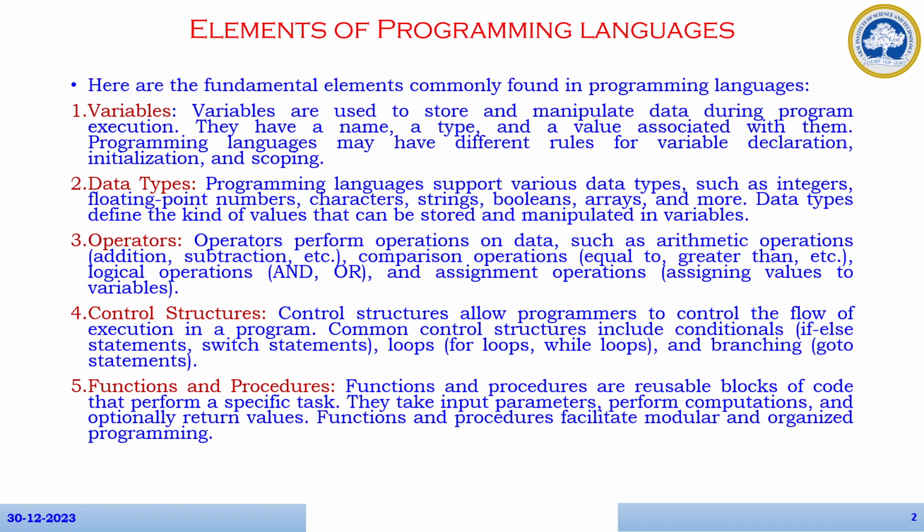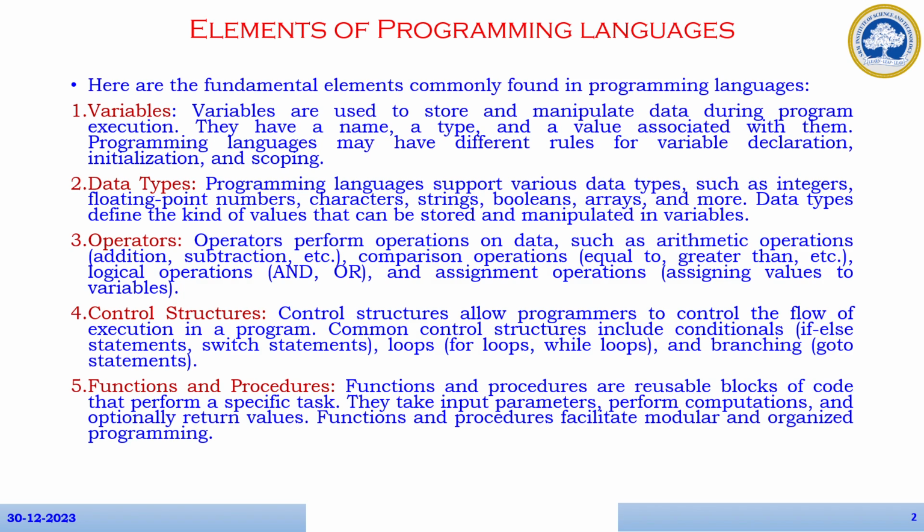Next, what is an operator? Operators perform operations on data, such as arithmetic operations, comparison operations, logical operations, assignment operations, etc. Next one is control structures. Control structures allow programmers to control the flow of execution in a program. Common control structures include conditional statements like if-else and switch statements, looping statements like for loop, while loop, do while loop, and branching statements like the go-to statement.